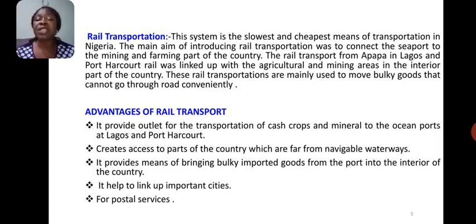We are now looking at the advantages of rail transport. One, it provides outlets for the transportation of cash crops and mineral to the ocean port at Lagos and Port Harcourt. Two, it creates access to parts of the country which are far from navigable waterways. Three, it provides means of bringing bulky imported goods from the port into the interior of the country. It helps to link up important cities, and it's also used for postal services.